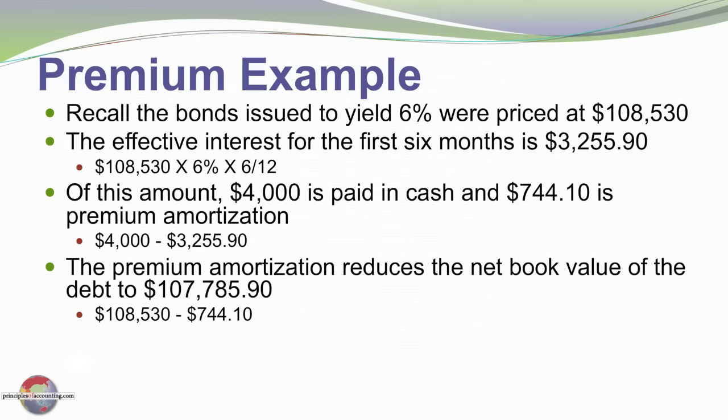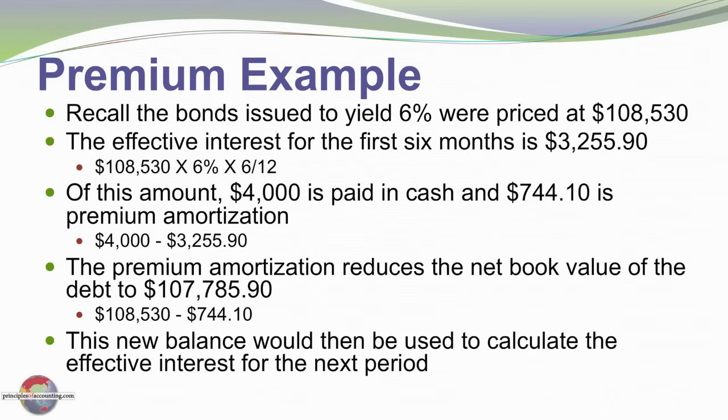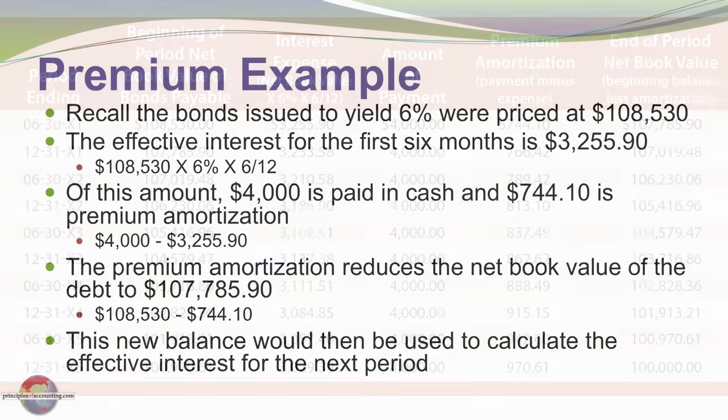Now, that premium amortization serves to reduce the net book value of the bond. That is, after recording the amortization, the carrying value will be reduced to $107,785, the beginning amount minus the premium amortization. Over time, we started with the $8,530 of premium. It's going to be completely amortized over the life of the bond through this effective interest method. That new balance that's established for the next period, that is the $107,785, is the benchmark upon which interest will be calculated during the next period.